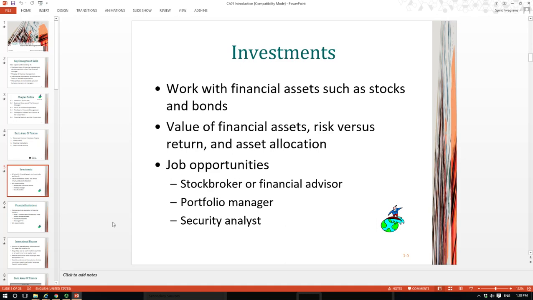The typical job positions in this area would be stockbroker or financial advisor. A financial advisor is the most popular type of finance job available in Middle Tennessee. Other job opportunities include financial analysts and money managers or portfolio managers.